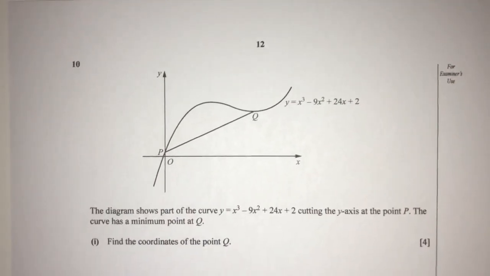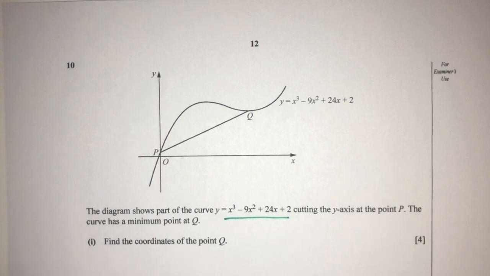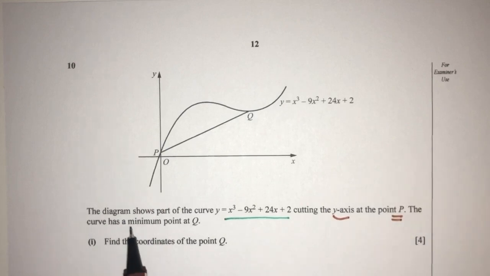Now let's move on to question number 10. The diagram shows part of the curve y equal to this. It is a cubic curve, okay? Now it is cutting the y-axis at the point P, right here, and the curve has a minimum point at Q. Okay, now find the point Q.